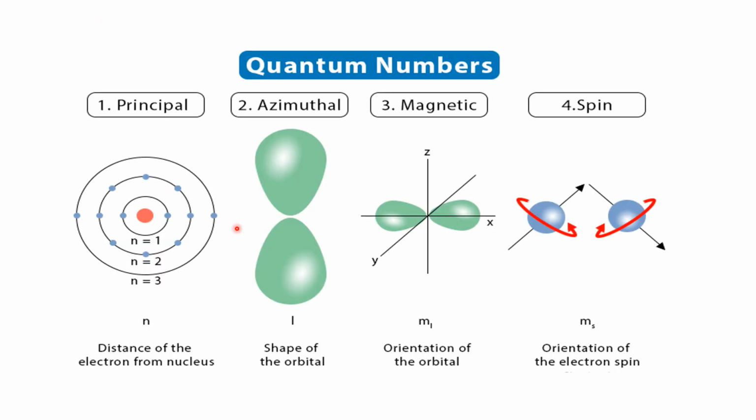If we take an overview of quantum numbers, then the principal quantum number tells us about the distance of the electron from the nucleus. Azimuthal quantum number tells us about the shape of the orbital. Magnetic quantum number tells us about the orientation of the orbital, while spin quantum number tells us about the orientation of electron spin, either clockwise or anticlockwise.